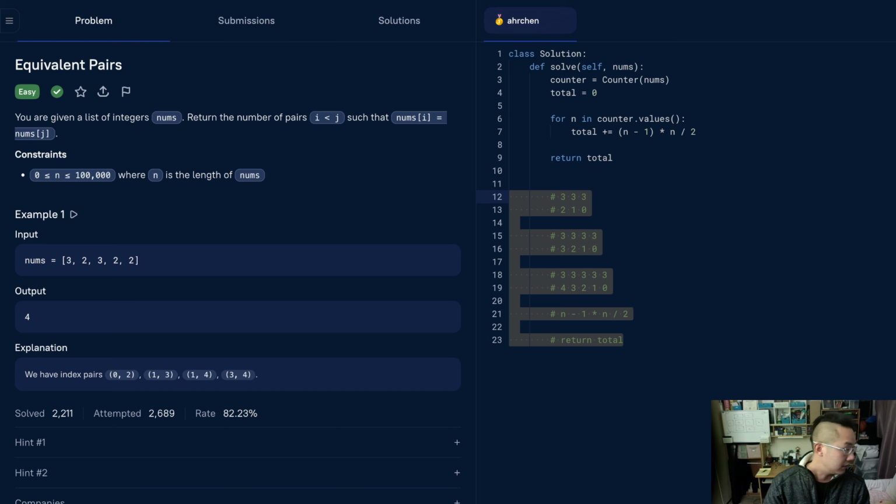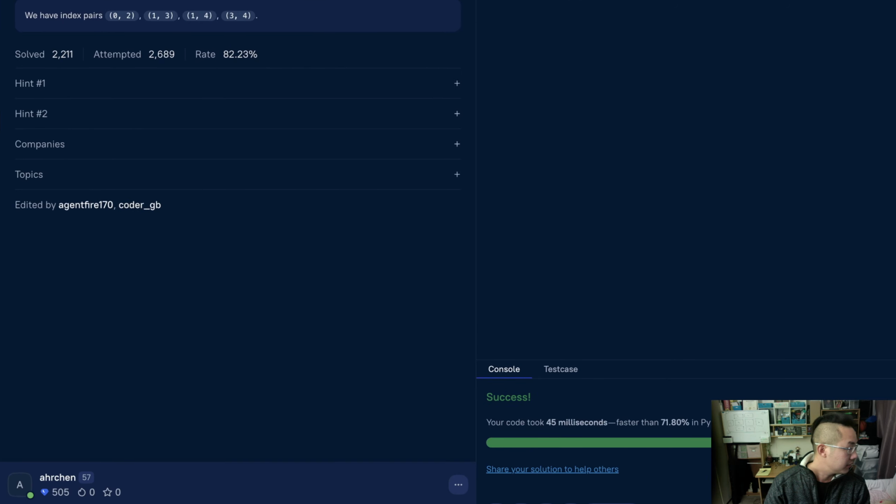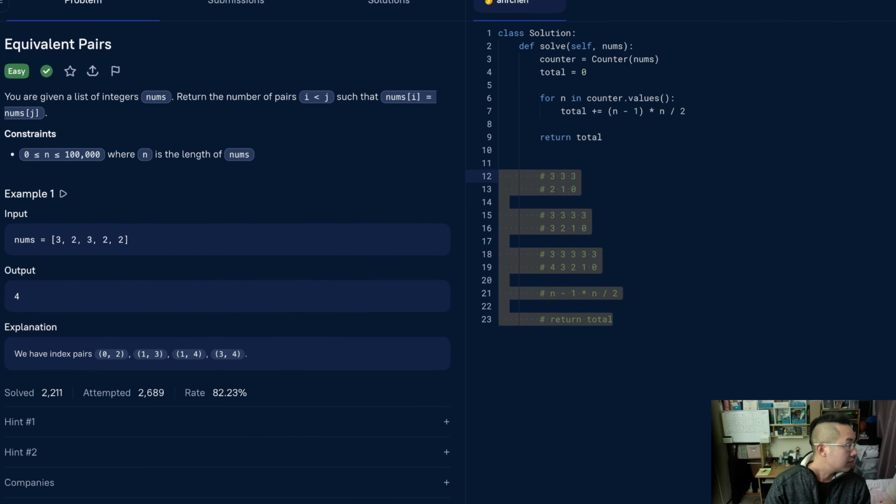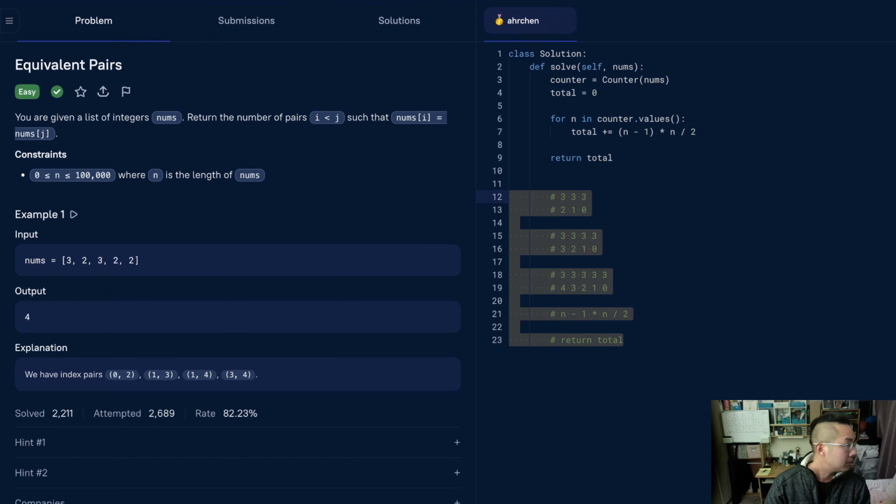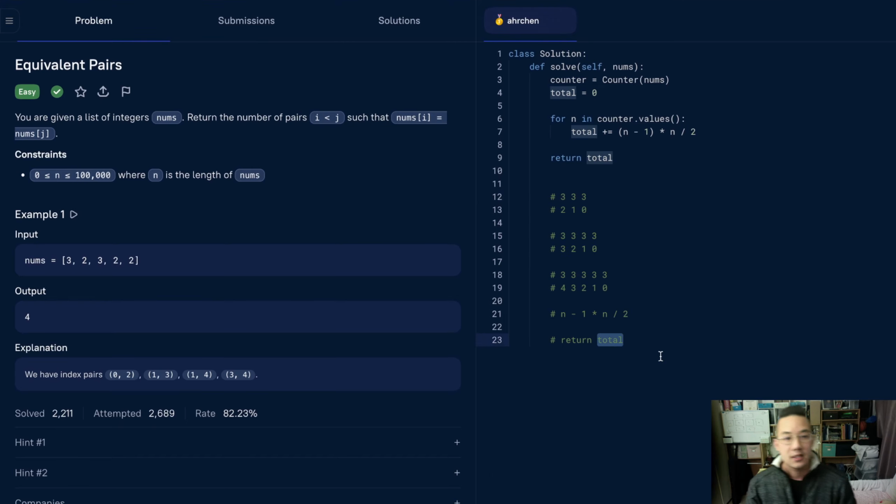This should give us an answer right there. And so that is equivalent pairs. Is there any way to do this faster? Let's see. So we're doing O of n time, and that is really fast for this problem. And we're getting the total via the formula.